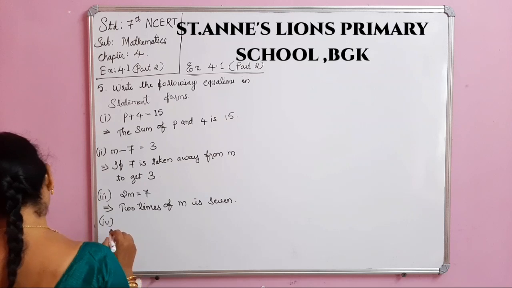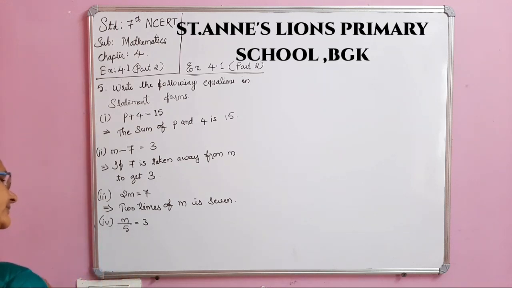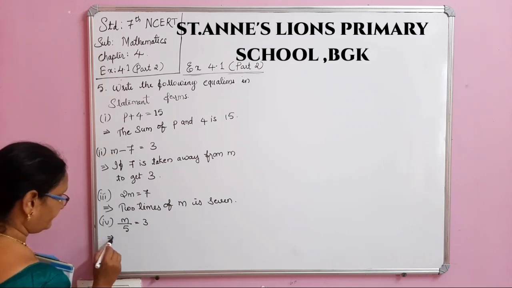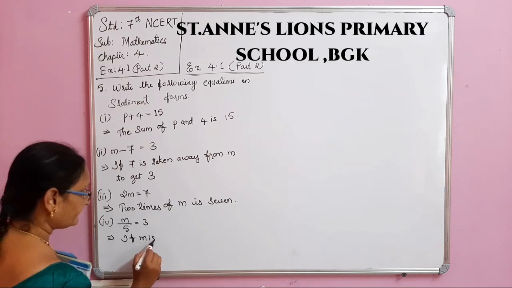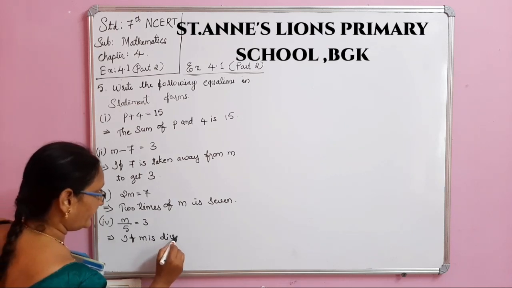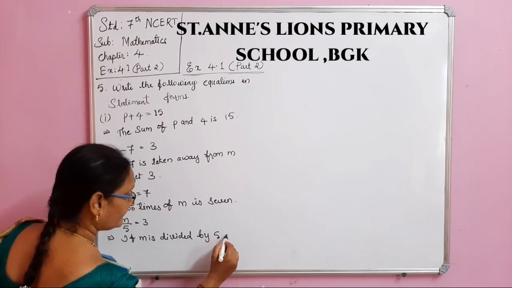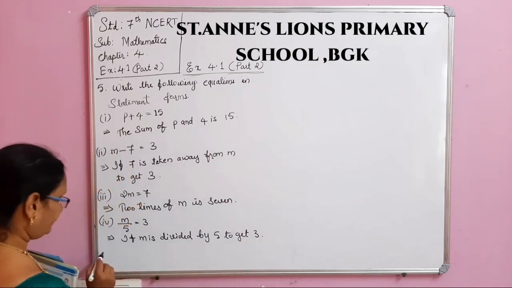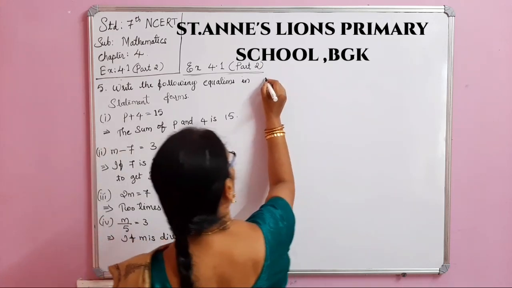Next, fourth one, m by 5 is equal to 3. If m is divided by 5 to get 3, then the next one.